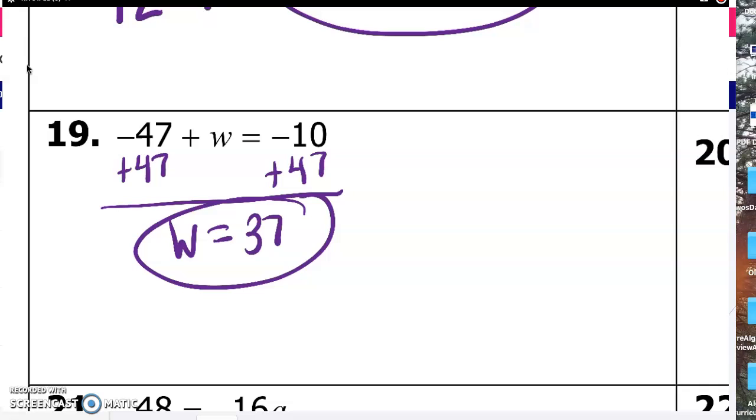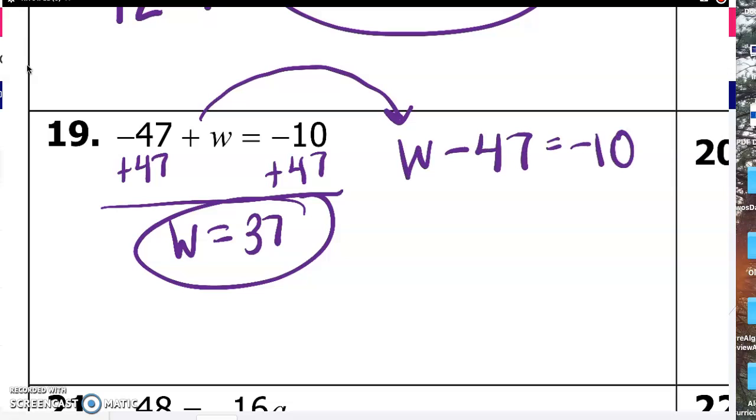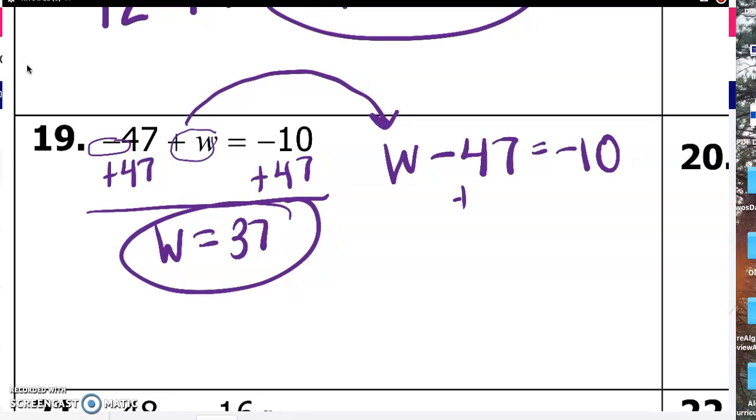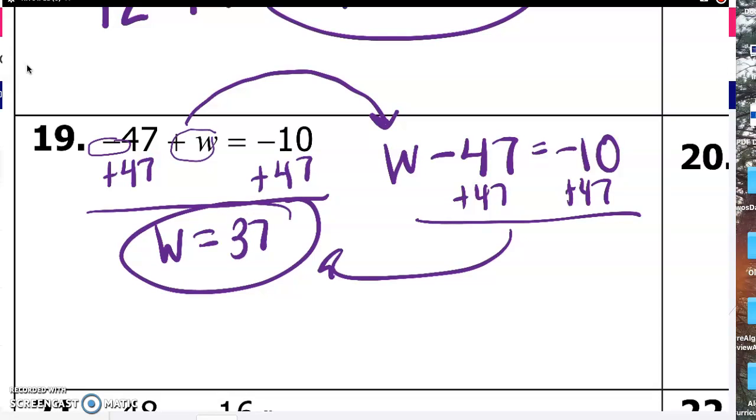The other thing you could do, which might make this a little bit easier, is change this to W minus 47 equals negative 10. So usually everybody says, well, where did the plus sign go? Well, all we need to look at, this is a positive W, so I don't need to write a plus sign in front of the W. But this is a negative 47, so I needed to change it to a minus sign. So then I can add my 47 like I already did and still end up with W equals 37. So feel free to rearrange these anytime you want to.